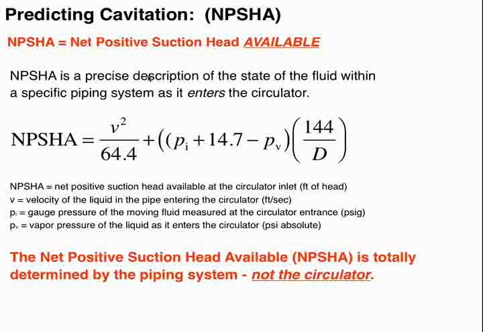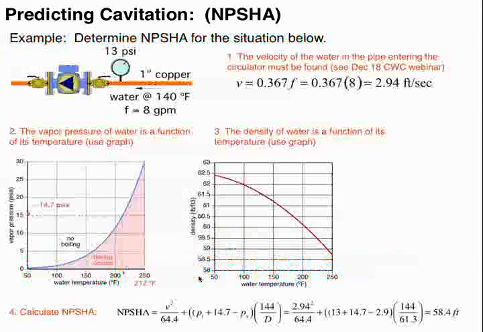And it says here, this is a precise description of the state of the fluid in a specific piping system as that fluid enters the circulator. And here's a formula that lets you calculate that. But instead of spending a lot of time on these parameters, let's talk about this. Net positive suction head available is totally determined by the piping system. This has nothing to do with the circulator. It is a condition that is set up by the combination of the piping system, pipe size, pressure, flow velocity, the operating conditions, and the specific piping system will determine net positive suction head available. Okay?